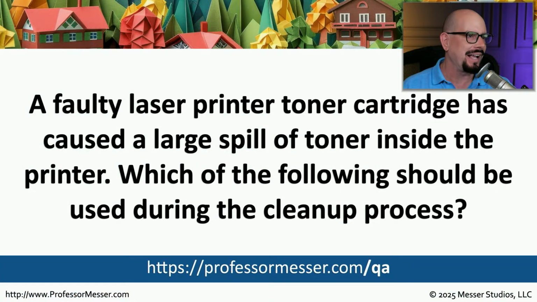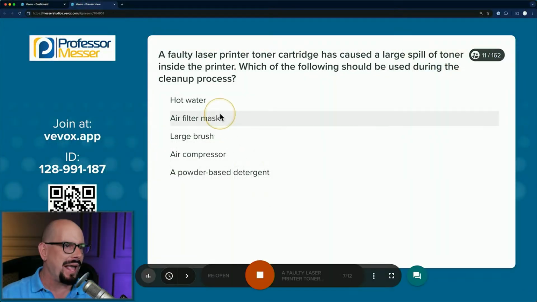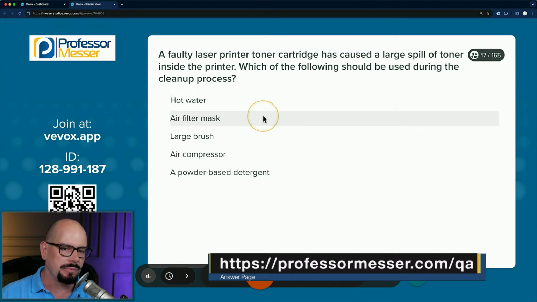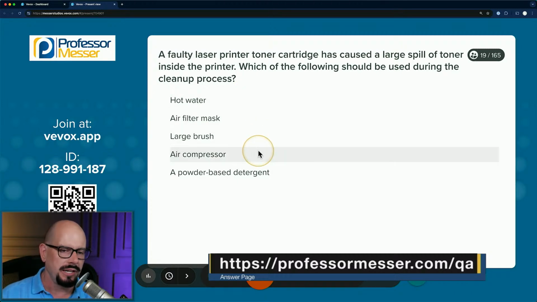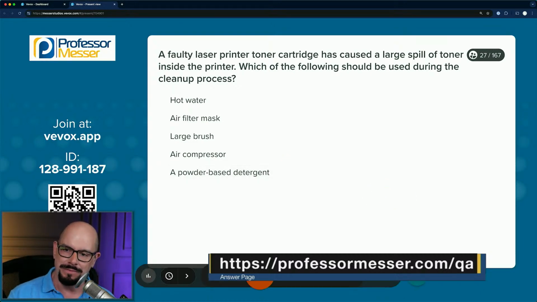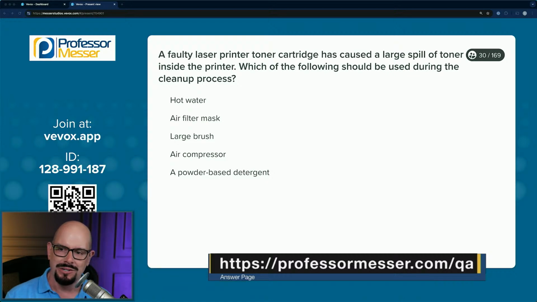The printer question I have for you asks, a faulty laser printer toner cartridge has caused a large spill of toner inside the printer. Which of the following should be used during the cleanup process? It's technically not a printer question, but it sort of is a printer question. A bad question, too. This is not where you want to be. Do you use hot water, an air filter mask, a large brush, an air compressor, or a powder-based detergent? You got a few things to choose from there. Which one is it?